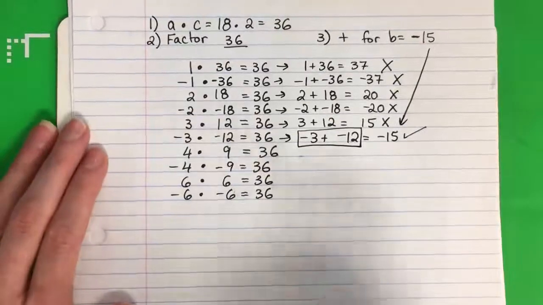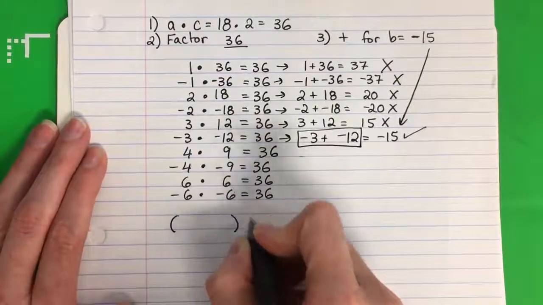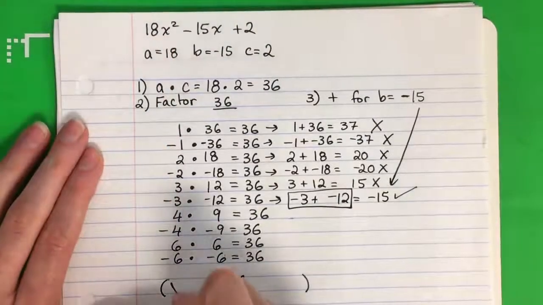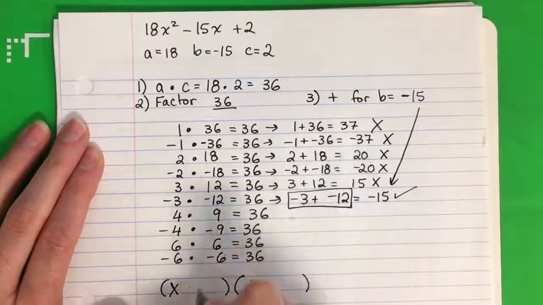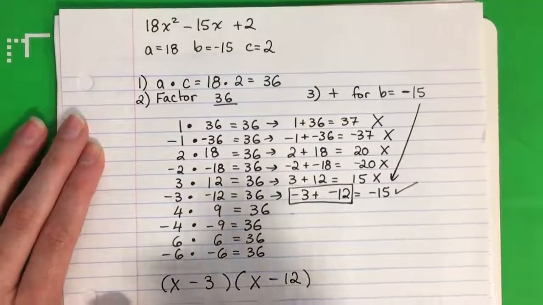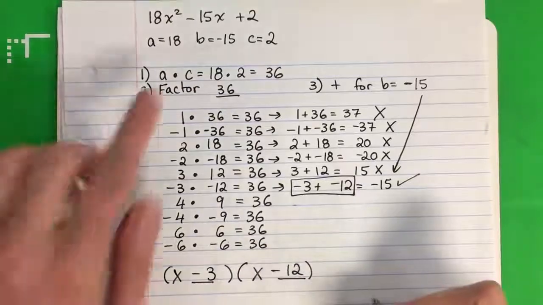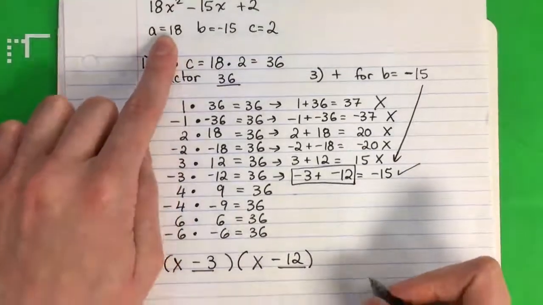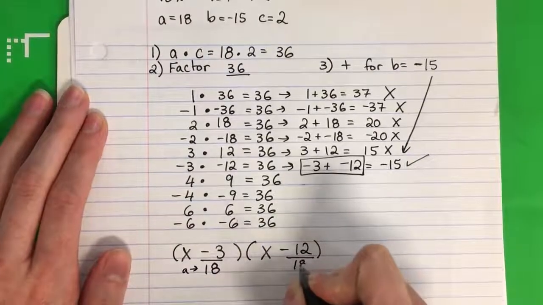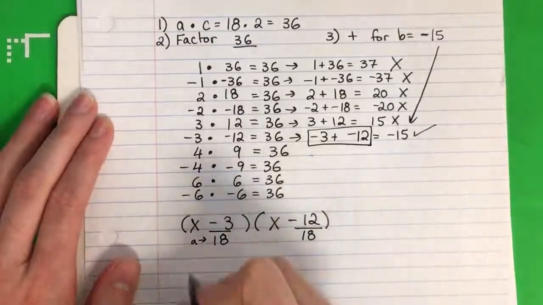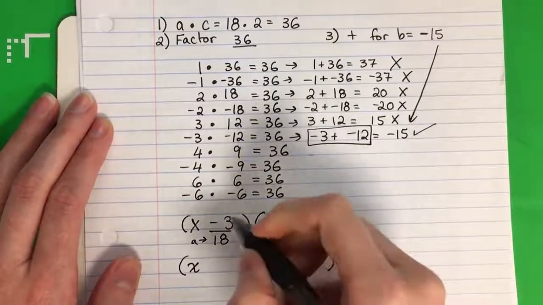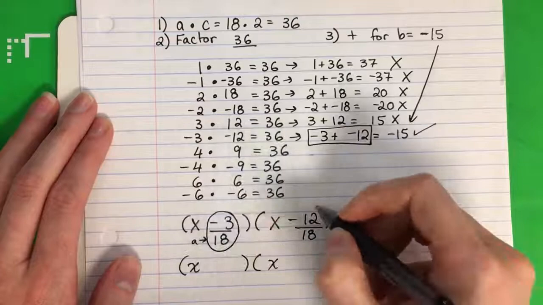Now, we're going to put in the parentheses. Okay, my letters are x, so I'm going to put x in the front. This is -3 and -12. Now I will need to divide by a. A is 18, so I'm going to divide by 18 for both. Remember, that's a. And I'm going to copy my x's in the parentheses again, and I will put these in the calculator.